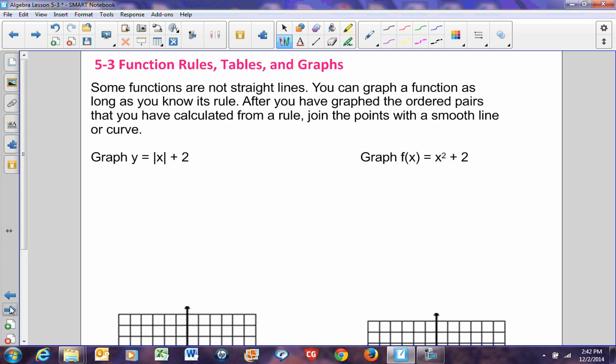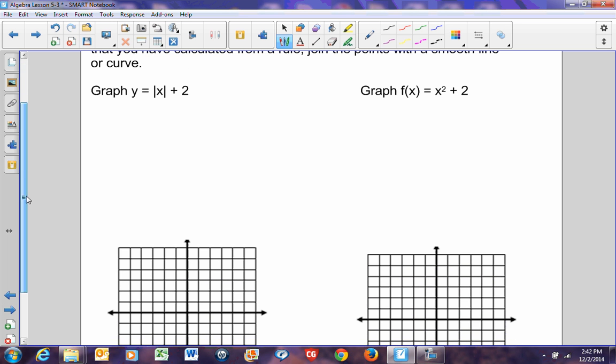Okay, now let's take a look at some functions that are not straight lines. You can graph a function as long as you know its rule. It doesn't have to be a straight line. After you've graphed the ordered pairs that you've calculated from the rule, join the points with a smooth line or a curve if they don't make a straight line. For example, let's graph y equals the absolute value of x plus 2.